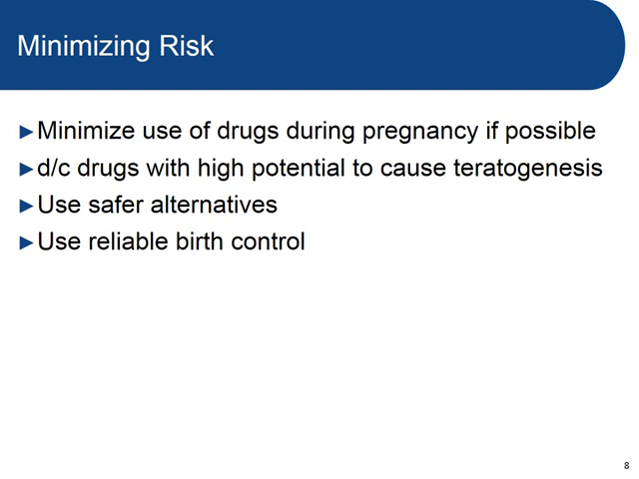And by that point, if the patient's been taking that medication, the baby could have already suffered severe teratogenic effects. So some points: minimizing the use of drugs during pregnancy if possible, discontinuing drugs with high potential to cause teratogenesis, using safer alternatives when feasible, and then, as I mentioned, using reliable birth control.